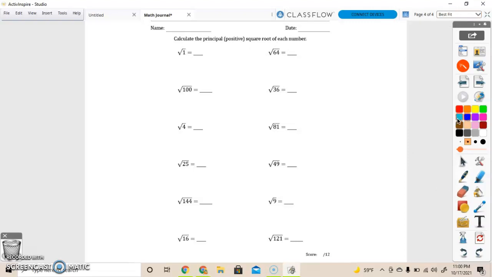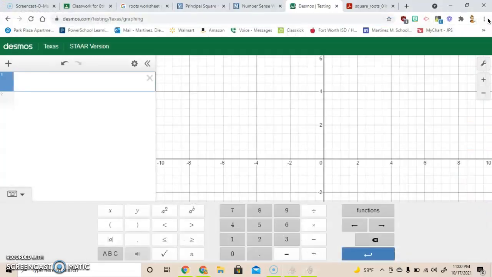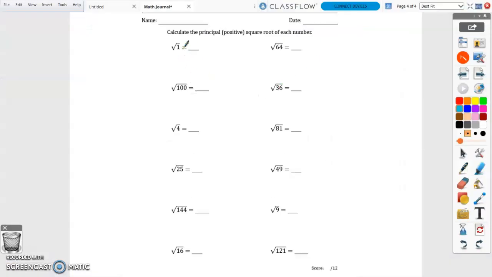We worked on these last time, so some of them we can find easily. What is the square root of 1? Easy, 1. Why? Let me show you here. Basically it's 1 squared, which is 1 times 1. So 1 times 1 is equal to 1.